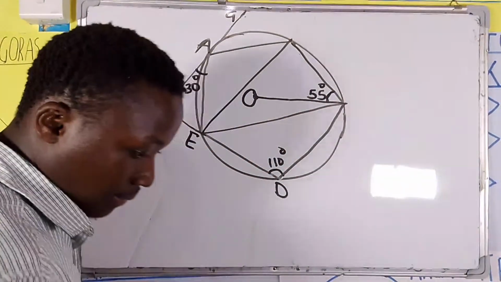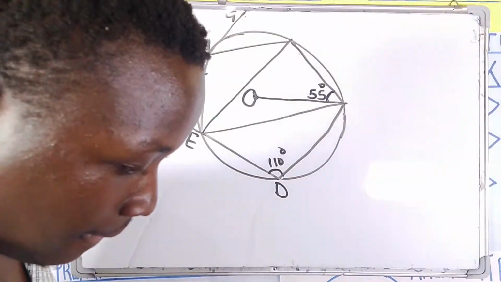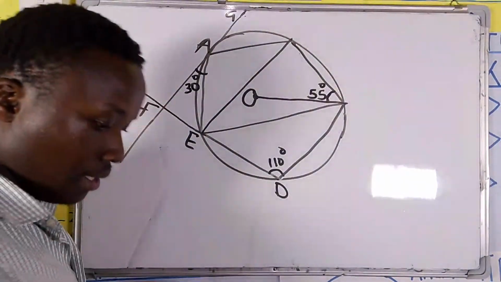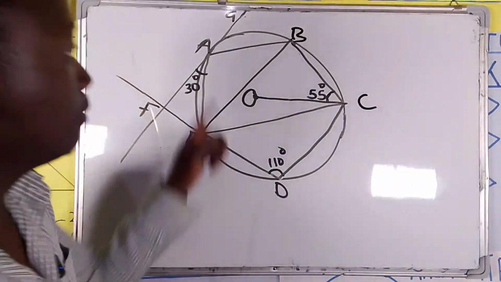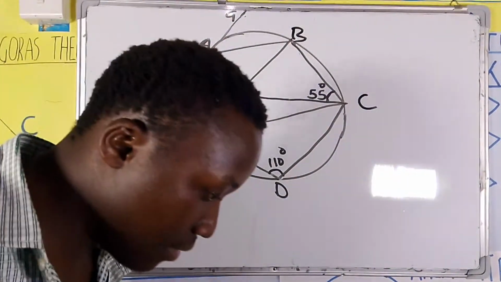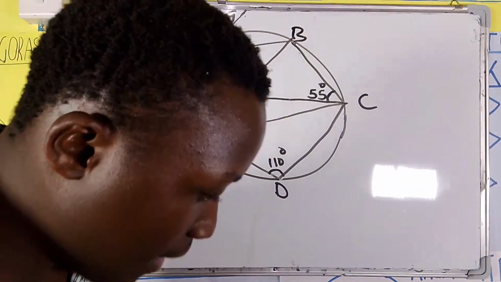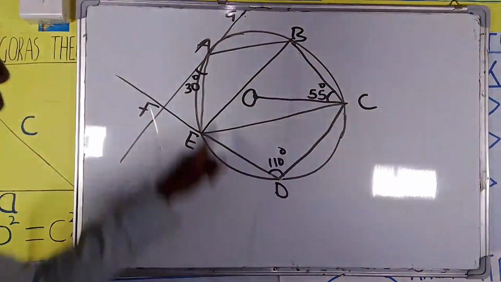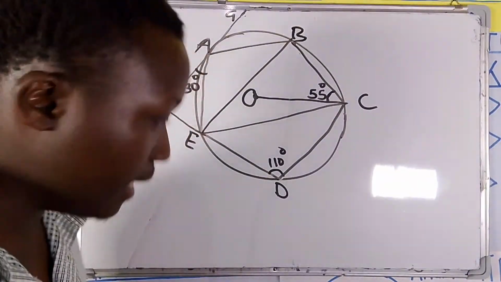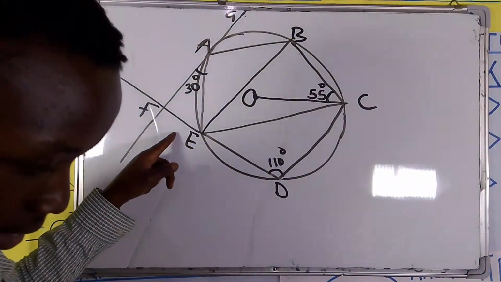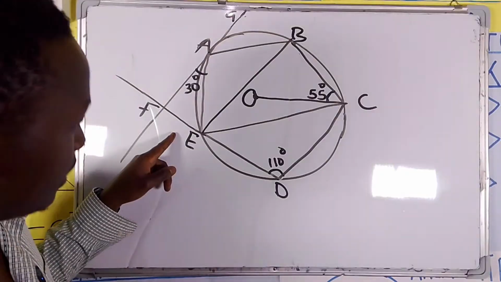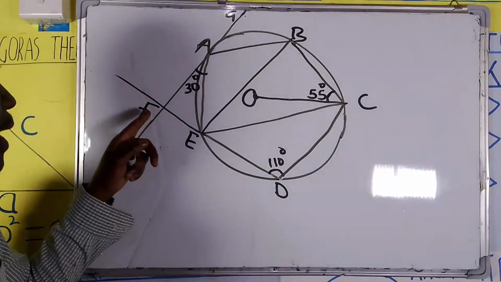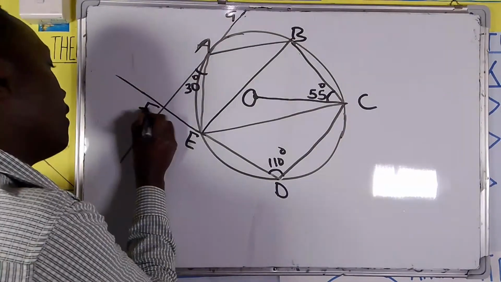So the question reads, in the figure below, points A, B, C, D and E lie on the circumference of the circle center O. Line FAG is a tangent to the circle at A. Chord DE of the circle is produced to intersect with the tangent at F. So where they are intersecting is F.